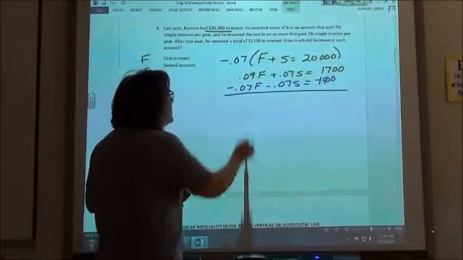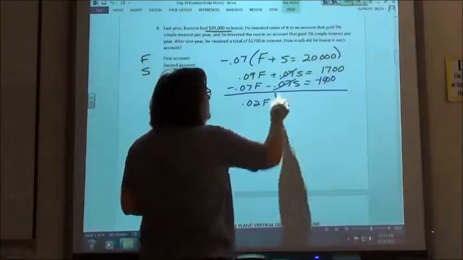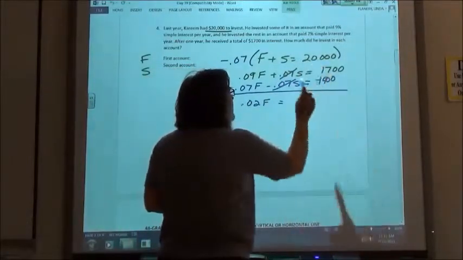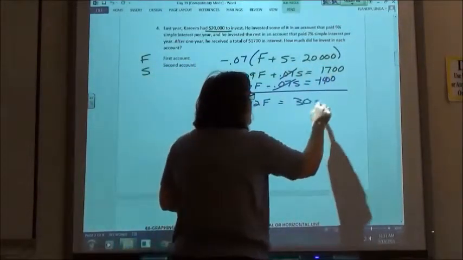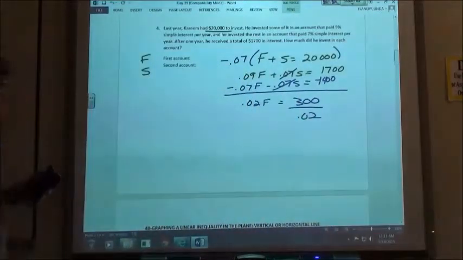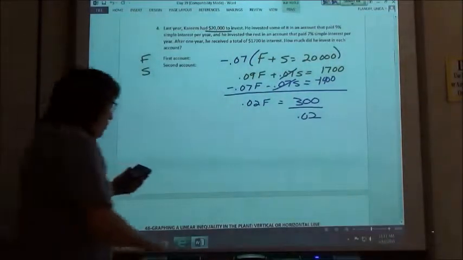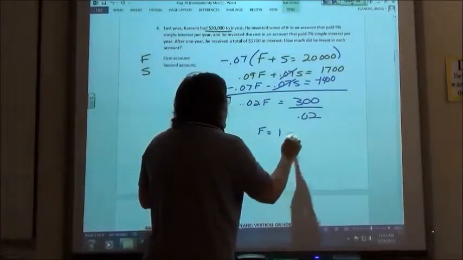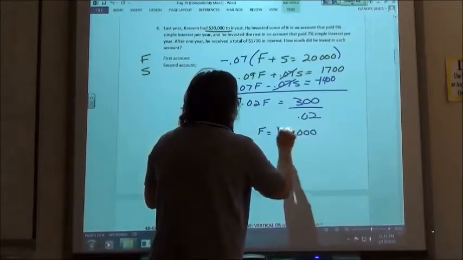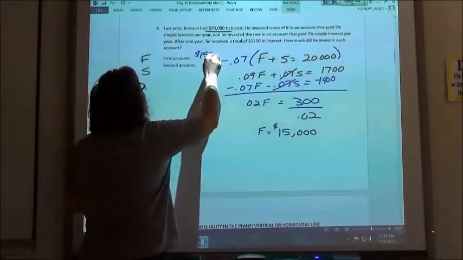9% minus 7%, 2% of f. Those cancel each other out. 1,700 minus 1,400 would be 300. So to solve for f, we're just going to go ahead and divide. I'm figuring you already knew that. So, f is $15,000. So I put $15,000 in my first account.